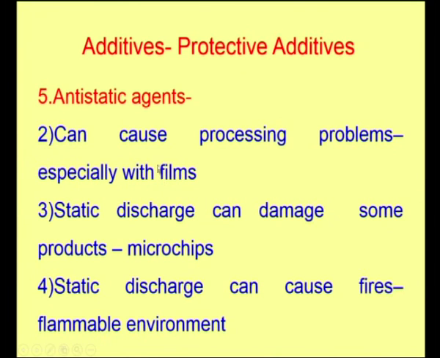When the films are processed, these static charges do result in a processing problem, and a static discharge can damage some of the products, for example, microchips. Sometimes the product itself would get completely damaged because of this buildup of the static charges and simultaneous discharge of these static charges on the integrated circuits. Next, static discharge can cause fires, that is, sometimes it may also result in a flammable environment due to accumulation of these static charges.